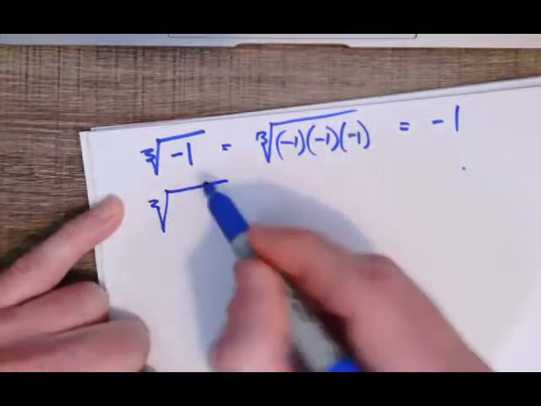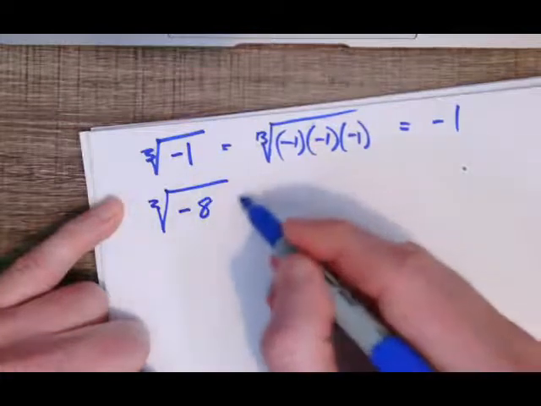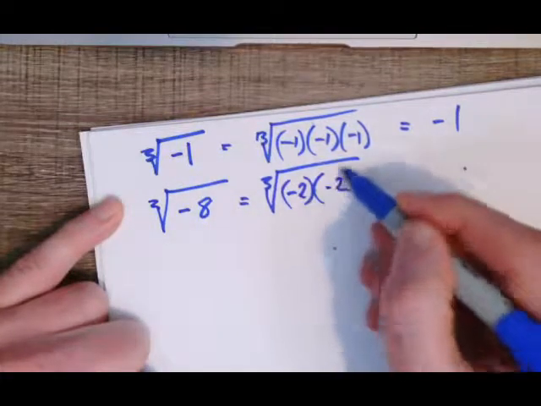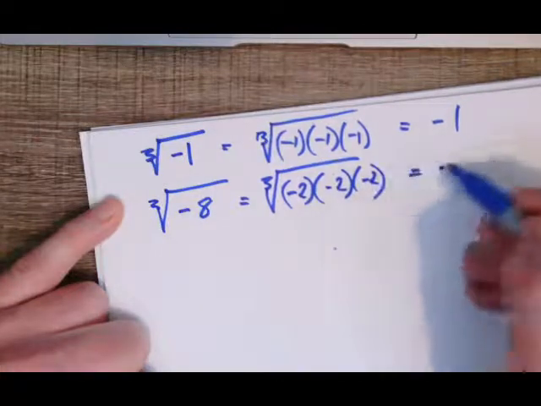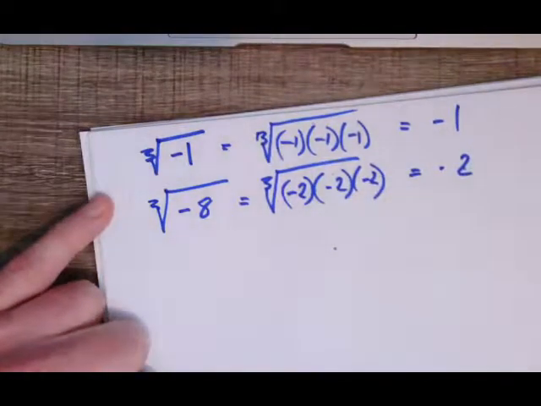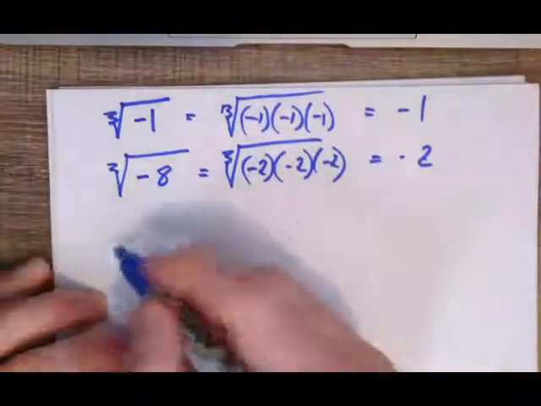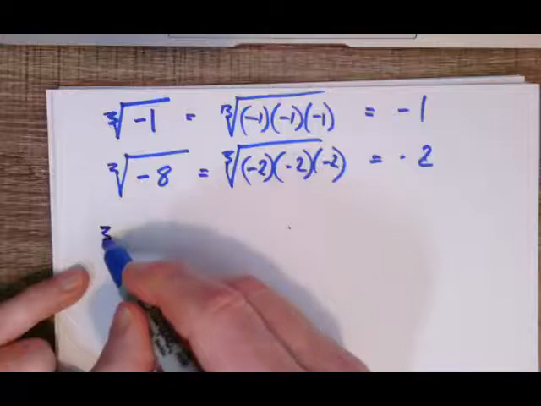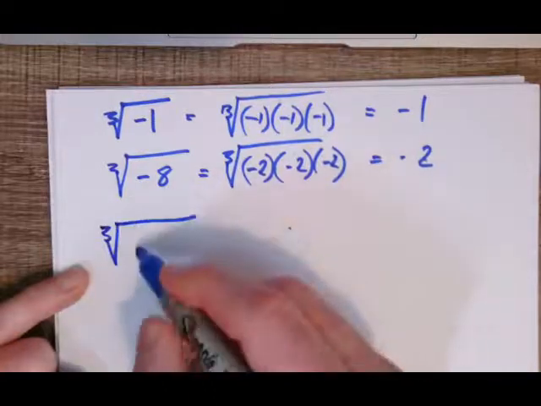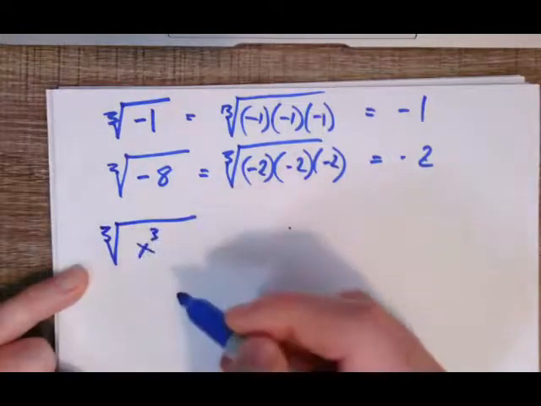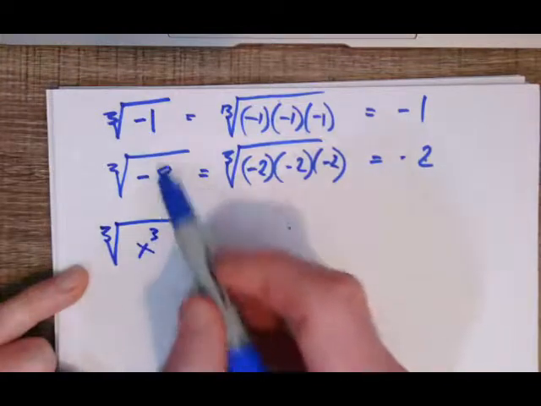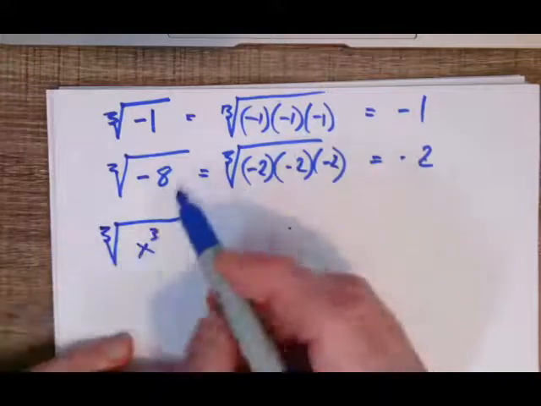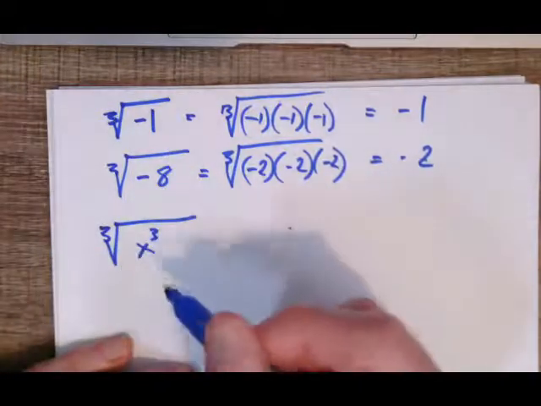If I have the cube root of, say, negative 8, it's the cube root of negative 2 times negative 2 times negative 2, which equals negative 2. So let's talk about variables. If I have the cube root of x cubed, that's what these are, right? So that can just come out. It doesn't matter whether this is positive or negative.